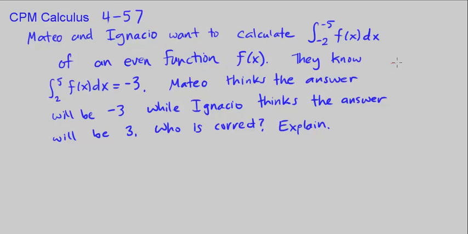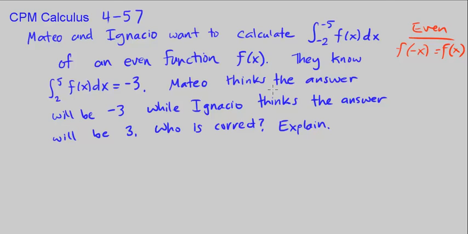Alright, so that means the y-axis is like a mirror, right? Or it also means f of -x is equal to f of x. Okay, even function. Alright. They know one thing. They know that the integral from 2 to 5 is -3.